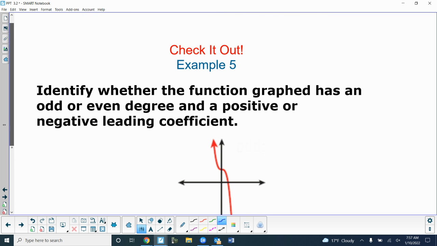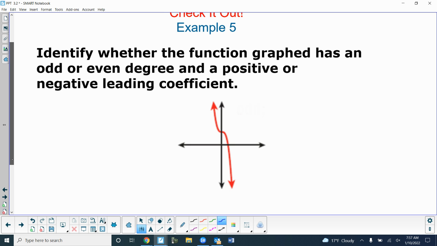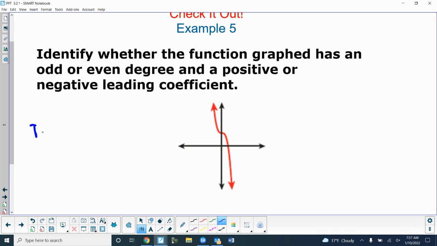All right. This one, odd or even for degree? Opposite directions, right? Leading coefficient, positive or negative? Negative. Far right's doing what? Going down. Okay, the far right is the one that tells us positive or negative. Okay? All right.